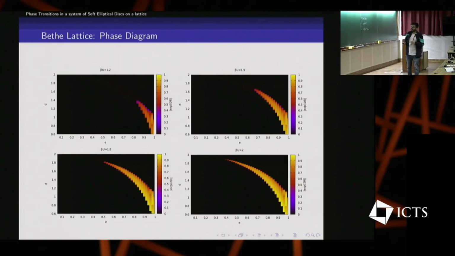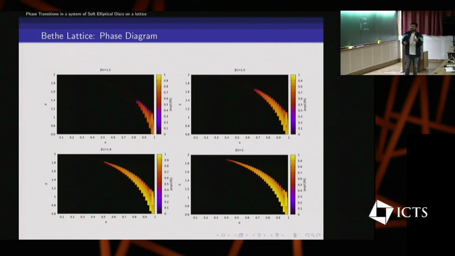And by decreasing eccentricity, or if you go to the hard limit, you will see there will be a transition for any finite E. So this is what the Bethe lattice calculation predicted.